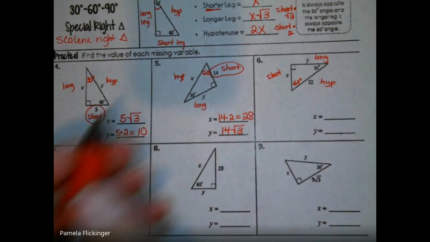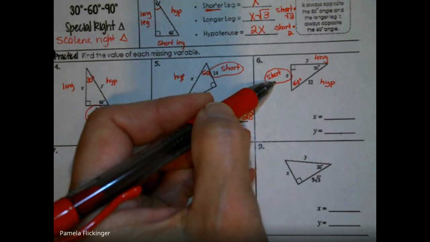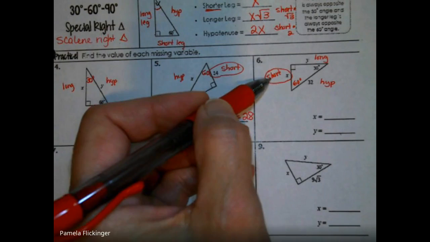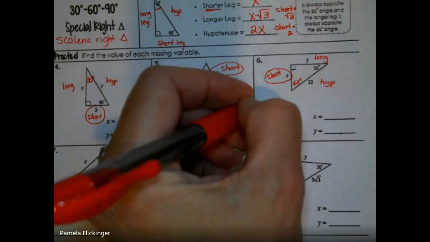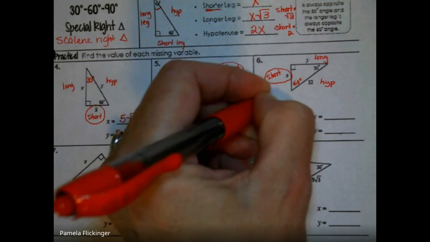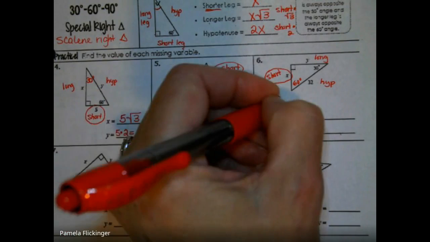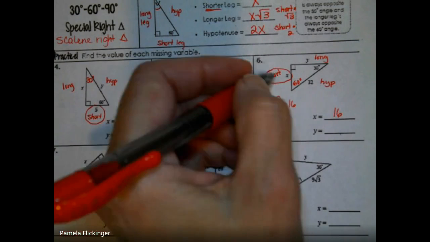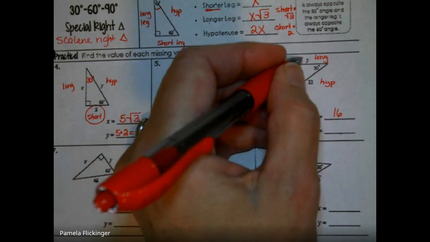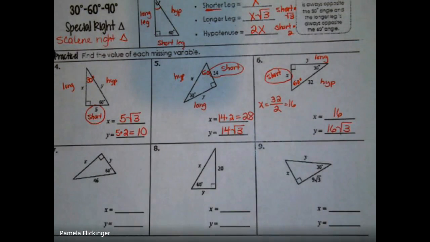So this time, I'm going to still circle the short because that's the one I need to find first. I wasn't given that this time. So I need to reverse the rule of what was given. So usually I would multiply by 2 to get the hypotenuse. So to get x, I'm going to take the 32 and divide by 2. And that's going to give me 16. Once I know the short, then I just multiply to get the long, and I take 16 times the square root of 3.